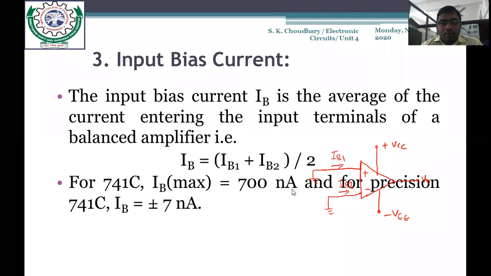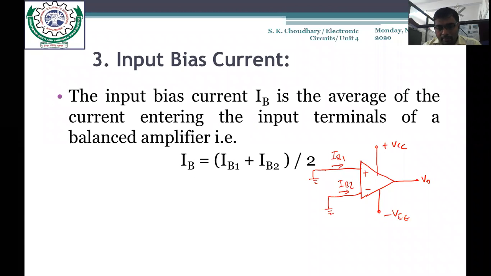For the 741 IC, the maximum value of the input bias current is 700 nanoampere. And for the precision 741 op-amp, it is very small, that is plus minus 7 nanoampere. So you can see that in the precision op-amp, this is very small. I hope all of you have drawn this diagram as well as noted down the equation for input bias current.